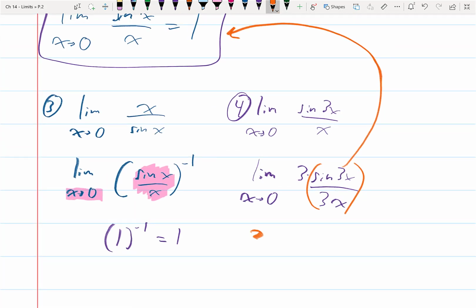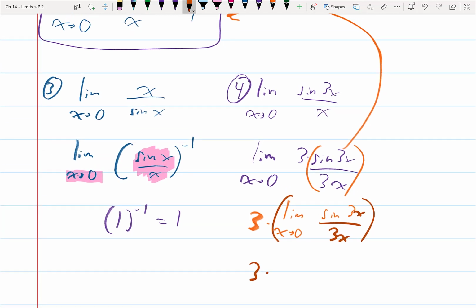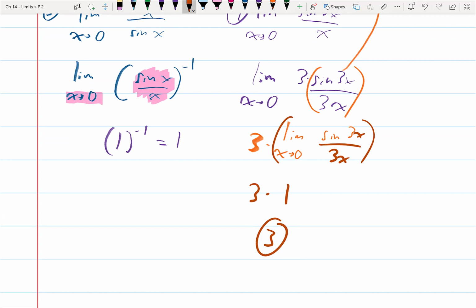This now is the same thing as 3 times the limit as x approaches 0 of the sine of 3x over 3x, which, when the pen is not freezing, okay, there we go, operates exactly the same way as the sine of x over x, because x is approaching 0. This whole thing is 1, and that gives you a limit of 3.